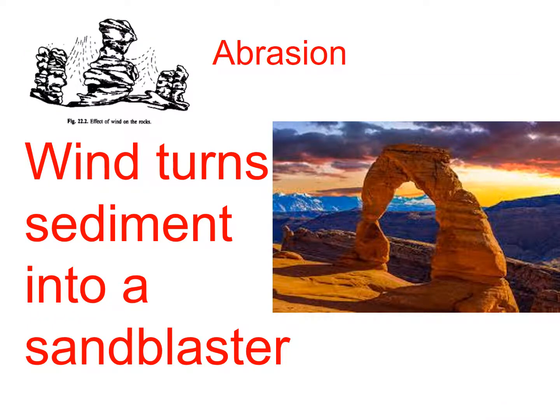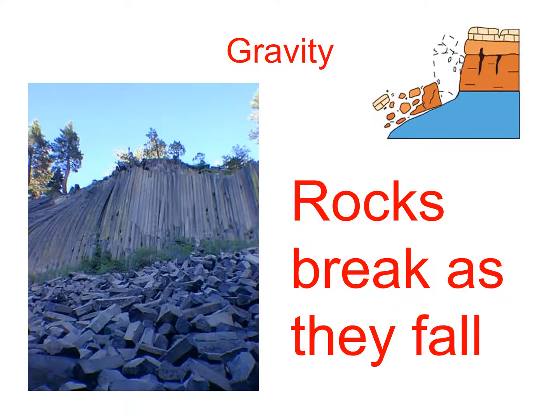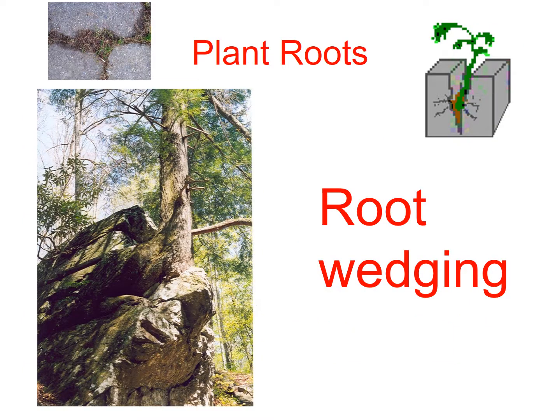Abrasion is when wind turns rock or sediment into a sand blaster. And so you get these really cool formations after wind has gone through there for thousands to millions of years, and it leaves behind the harder rock. So that's abrasion. Abrasion is basically a synonym for scraping. Gravity will also break apart rocks. Like let's say a rock rolls down a hill, it's going to break apart as it rolls down. So that's also mechanical weathering.